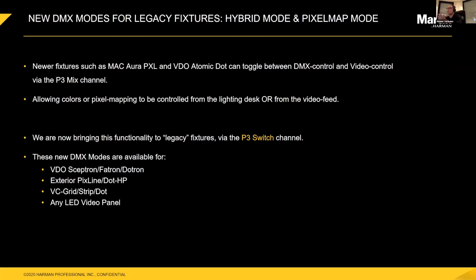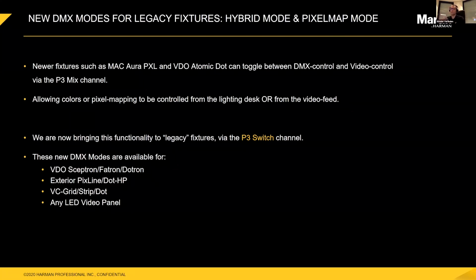Cool. So then we get to probably the bigger changes. One of the big changes really is the way that the P3 handles DMX and ArtNet with regard to the older fixtures such as VideoScope Tron and Exterior Pixline. As you probably know, newer fixtures such as the MAC Aura PXL or the Atomic Dot have a P3 mix channel. So each of those newer fixtures has a dedicated channel where you can decide whether the output of the fixture is driven by video from the P3 or by colors from your lighting desk.